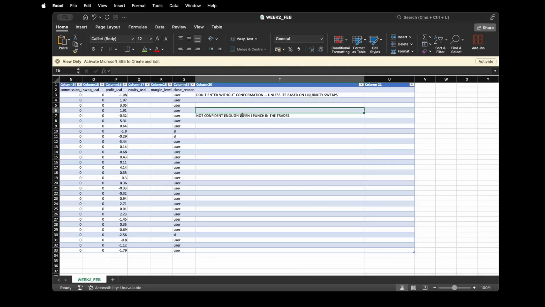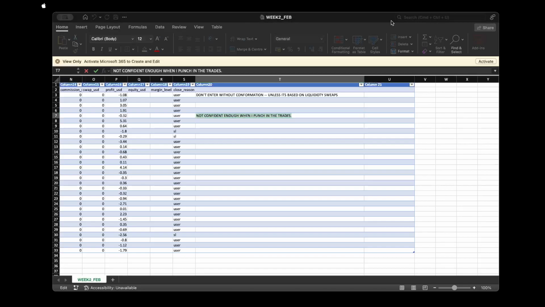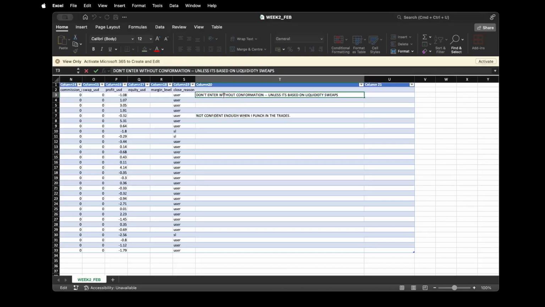I'm not confident enough in my setups. That is the first thing. And the second thing is, don't enter a trade without confirmation.